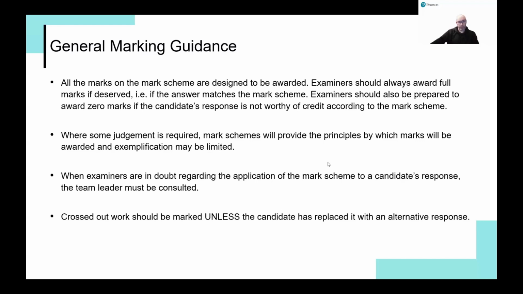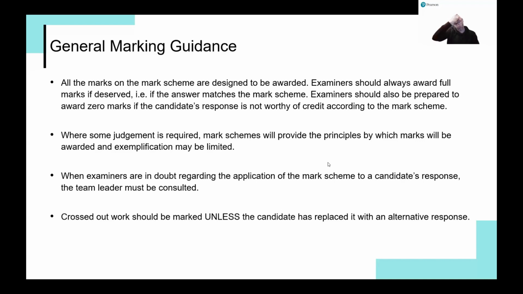All the marks are designed to be awarded. If the answer matches the mark scheme, they will get those marks. Examiners should always award full marks if it's deserved, but also be prepared to award 0 marks if the response is not worthy of any credit. Where any judgment is required, mark schemes will provide principles by which the marks can be awarded. There are always going to be examples and notes. If there's any doubt about applying the mark scheme, then they can consult their team leaders.